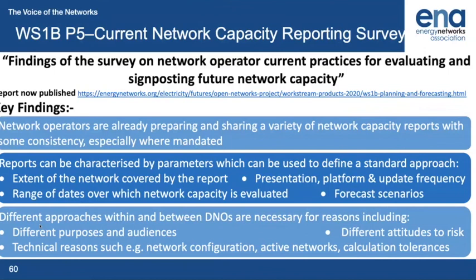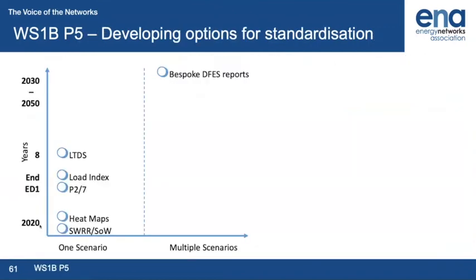Should we move on to the next slide, Dan? Here are a few examples of where we're already reporting network capacity: the long-term development statement, which is obviously public domain, as are the heat maps and the system-wide resource register, and then other reports which are for specific audiences, the load index and P27. Also in the public domain, we see that DNOs are also publishing their DFES.